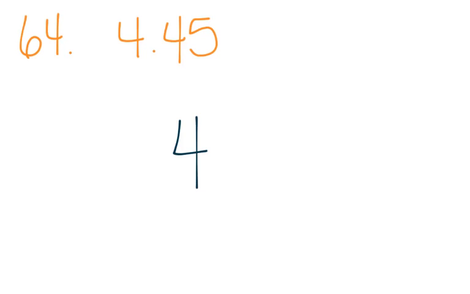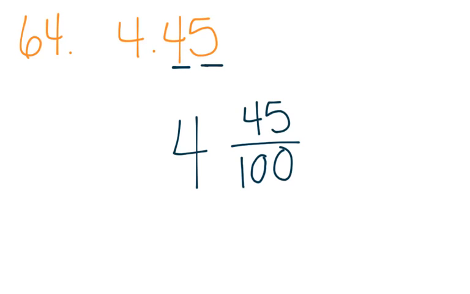All right, number 64 is a mixed number that's already written as a decimal. So your whole number here does not change, so you're going to keep the 4. And then for your fraction, there are 2 places to the right of the decimal. So 2 zeros would be 100, and then 45 goes on the top. So that's how you would write that decimal as a mixed number.